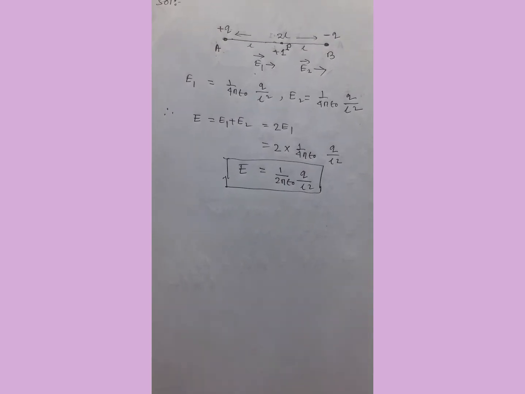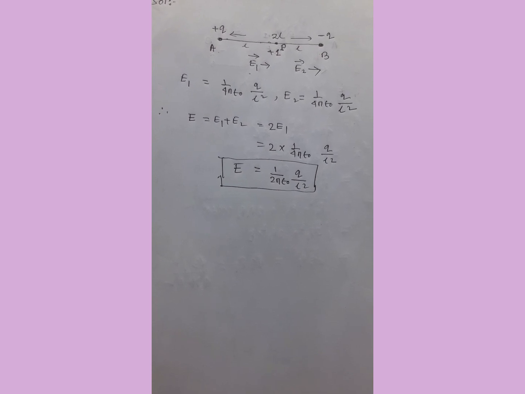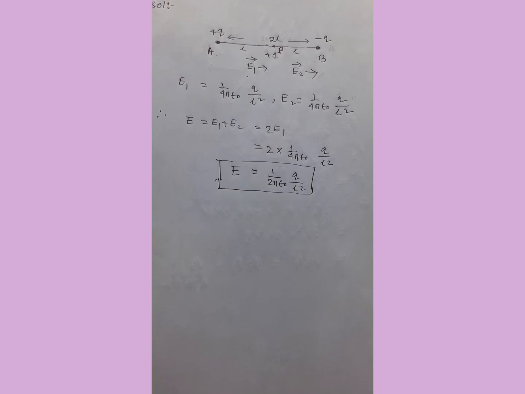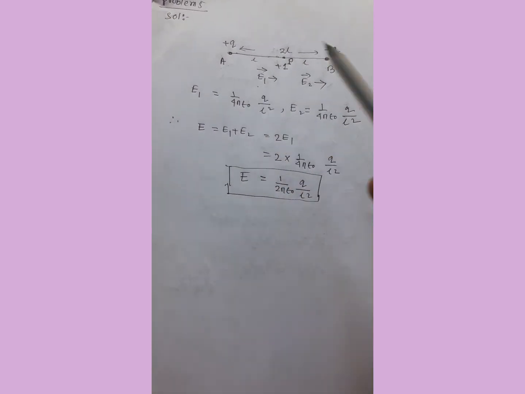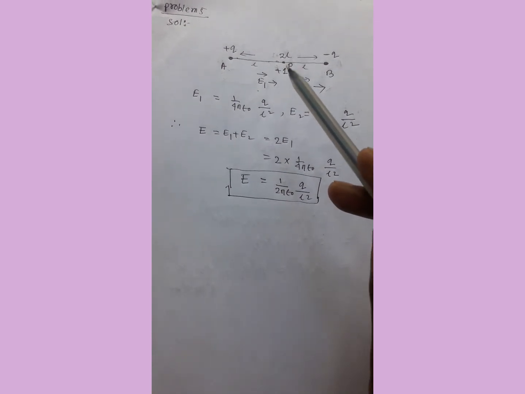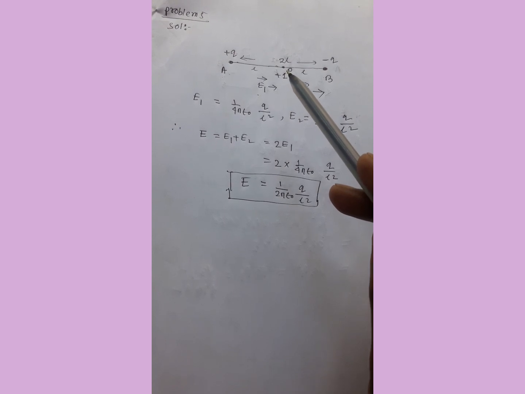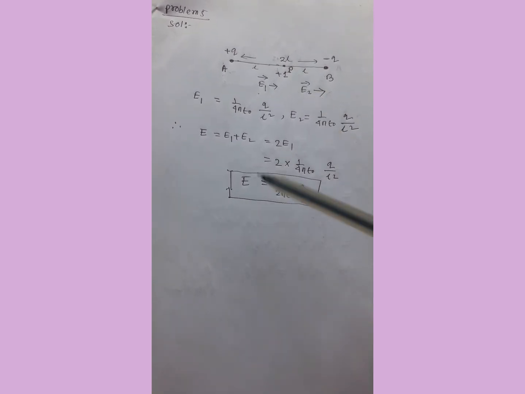Now, the second part of the problem was, what will the field be if the two charges are dissimilar? The answer is 0, because if the charges at A and B are dissimilar, then the electric fields at P will be oppositely directed, so they cancel each other and the resultant electric field will be 0.